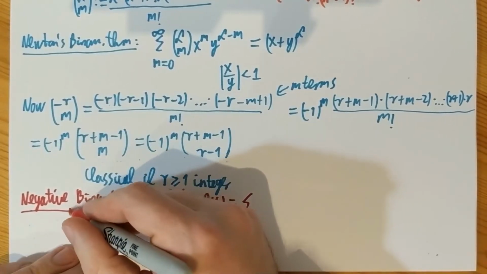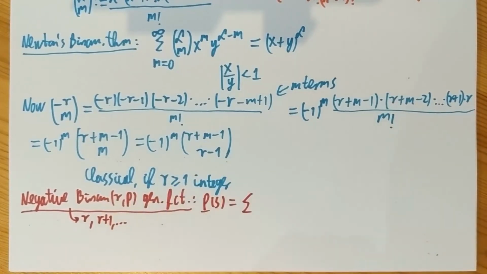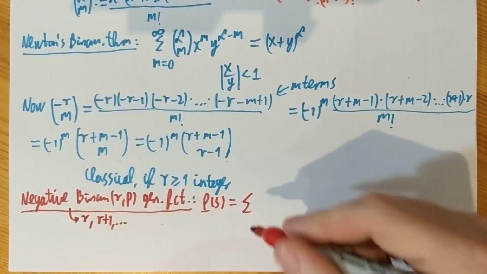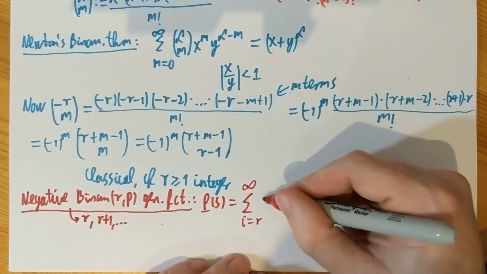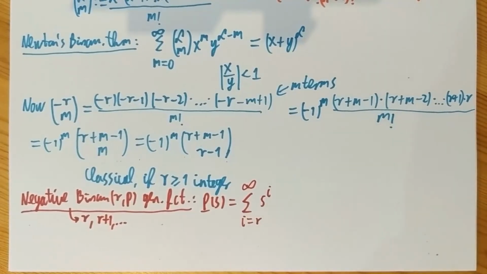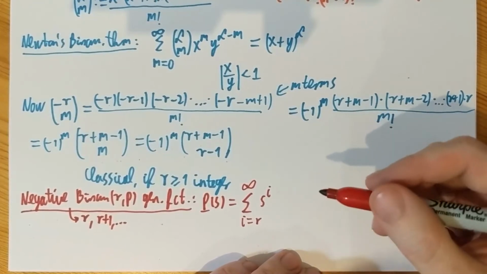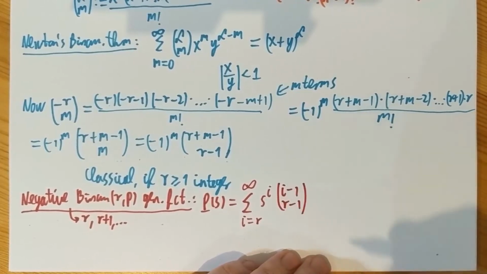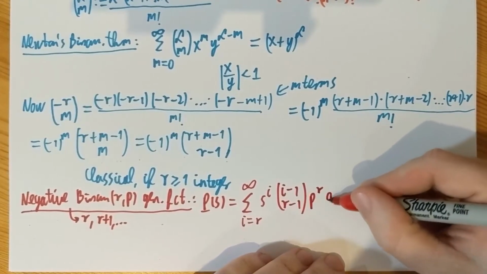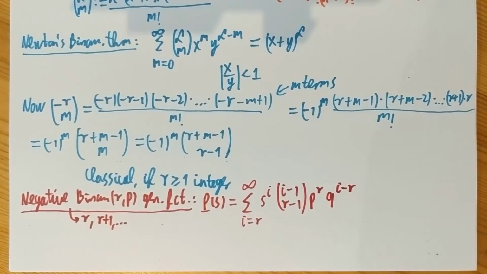Now the negative binomial goes from r up, because it's the waiting time for the r-th success in IID trials. So I'm going to go from r to infinity with the mass function, and I have to multiply that with s to the i. Now what is the mass function? I'm waiting for the r-th success, and that should come at the i-th trial. Beforehand I have r minus 1 successes in the previous i minus 1 trials, and I have a total of r successes and i minus r failures. So that's what I want to calculate.